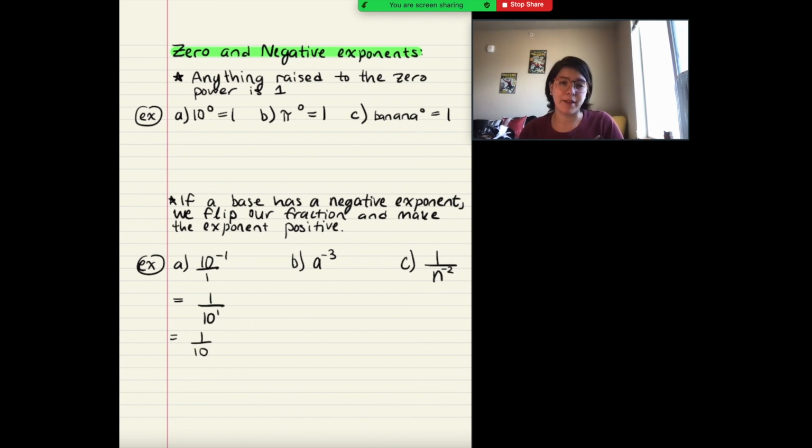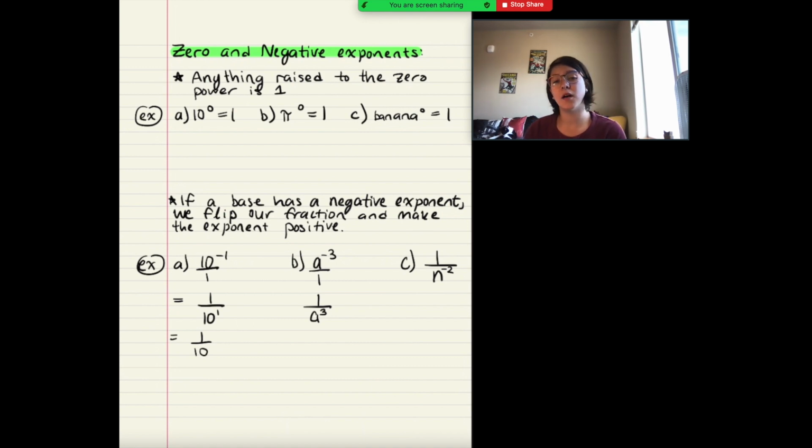For b, we have a to the negative third. So again, this implies that there's a 1 in the denominator. So we need to flip our fraction and make our exponent positive. Flip our fraction, 1 over a, and make our exponent positive. So positive 3. So it becomes 1 over a to the third. For c, we have 1 over n to the negative second.